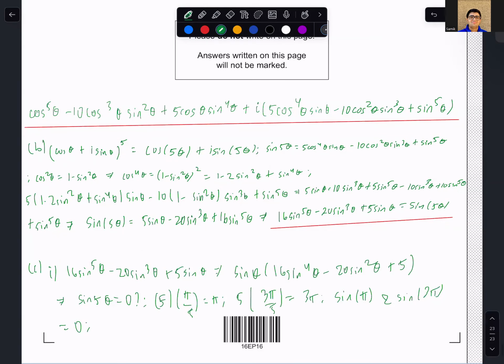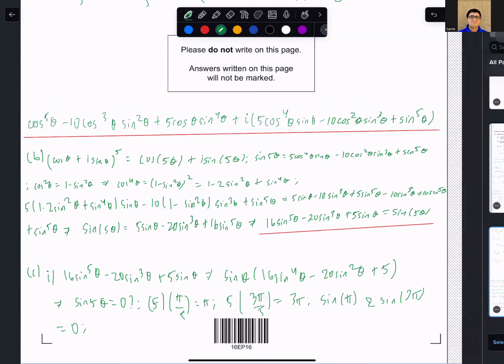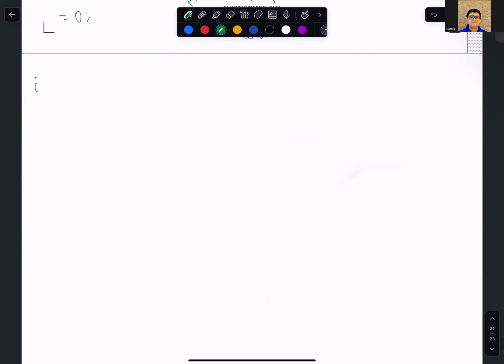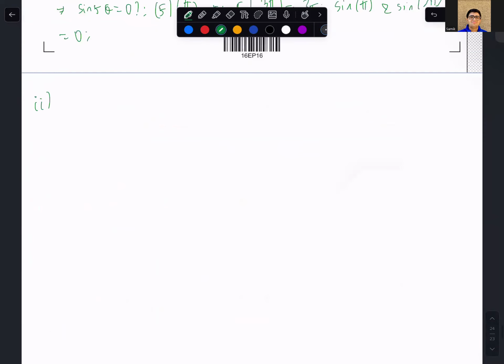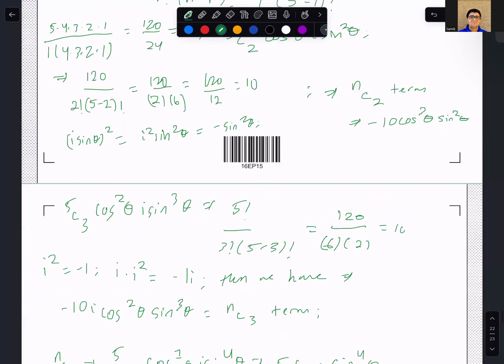Then we can do part I. Let me just add a page. Okay. So for part I, there's a little bit more marks for this question because it's a little bit tricky, but not that tricky in my opinion. Basically it's asking us to show that sine pi over 5 times sine 3 pi over 5 equals to that.